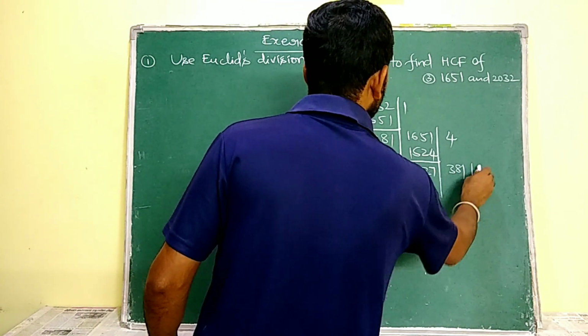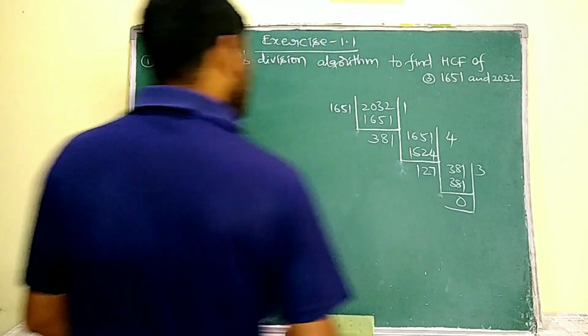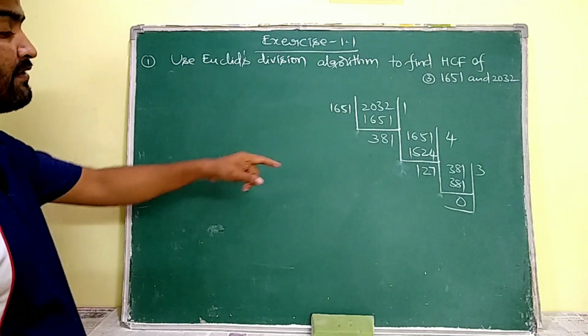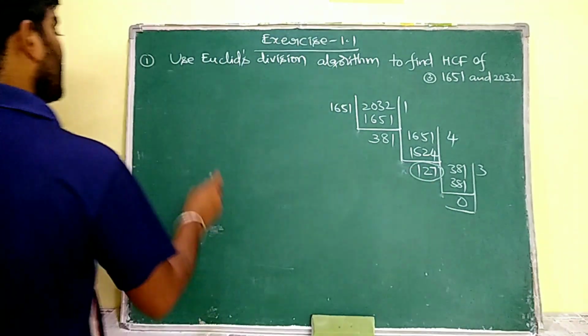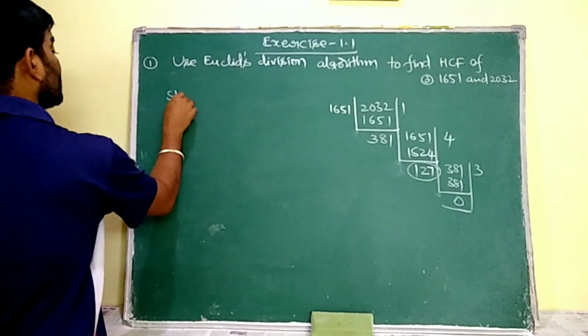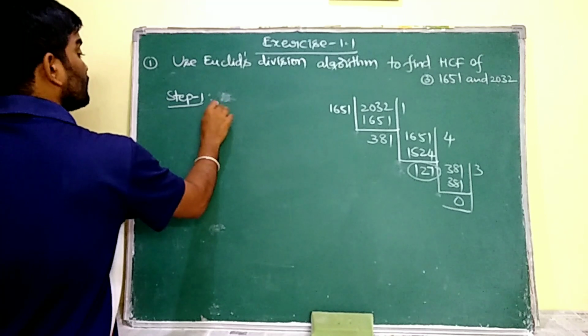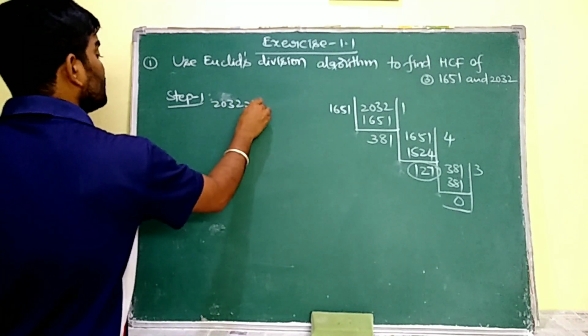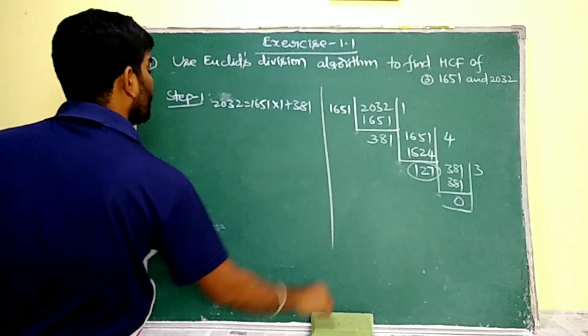Now 127 times 3 is 381, we know, so the remainder is 0. Here the remainder obtained is 0 while dividing with 127. So this 127 is known as the HCF. Now write the division algorithm. Step 1: 2032 is equal to 1651 into 1 plus 381.